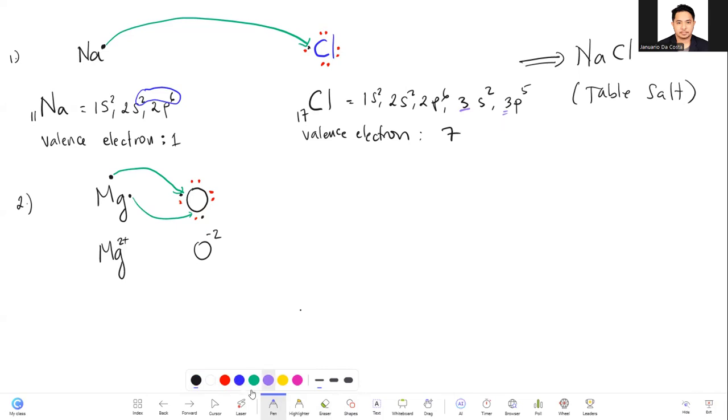Since both of them are 2 and 2, you can just cross multiply like this. You are making magnesium. Since both of them are 2 and 2, right?